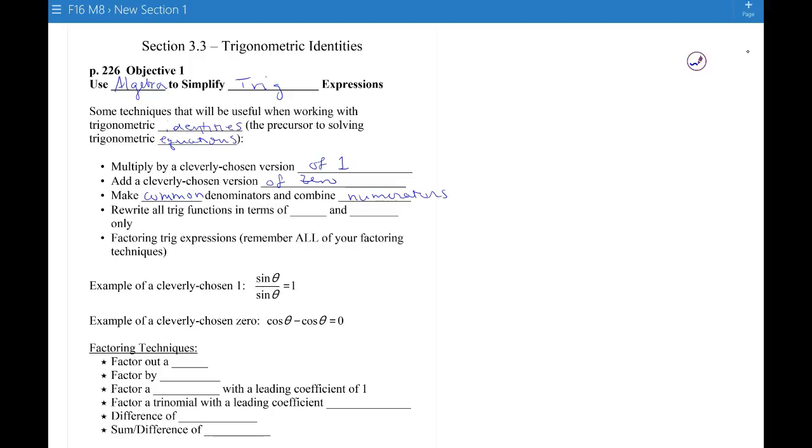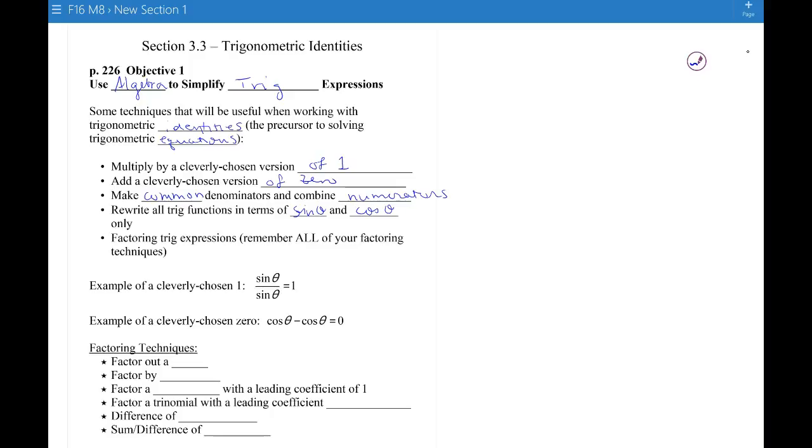I find it helpful to rewrite all the trig functions in terms of sine theta and cosine theta. Sometimes I'll see relationships that I won't see until I do that. Factoring trig expressions is extremely important, so you need to remember all of your factoring techniques. So we're going to do a really brief review of those.